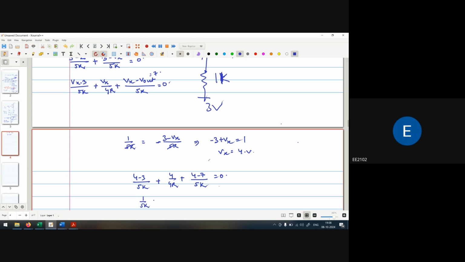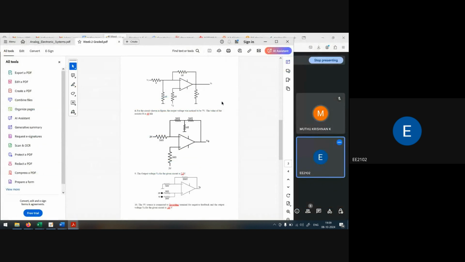So 1 upon 5k minus 3 upon 5k is equal to 4 upon 4R. Cancel out these two, so 1 upon R. So 1 upon R is equal to minus 2 upon 5k, right? That is R is equal to 2.5k. Yes, 4R is 10k, R is 2.5k. Okay, so I have to change the answer. No problem, sir, I will change.